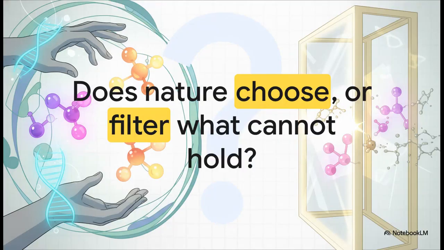Chemical handedness really is one of the clearest, most elegant early tests of general emergence mechanics, beautifully bridging pure abstract phase geometry with the real-world complex chemistry of life. So I want to leave you with this final thought to chew on as you review these concepts. Does nature intentionally choose handedness, or does it simply quietly filter out what cannot hold?